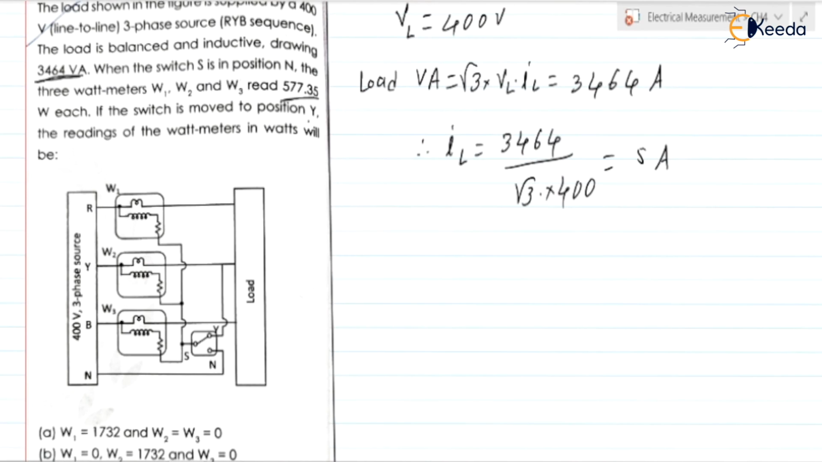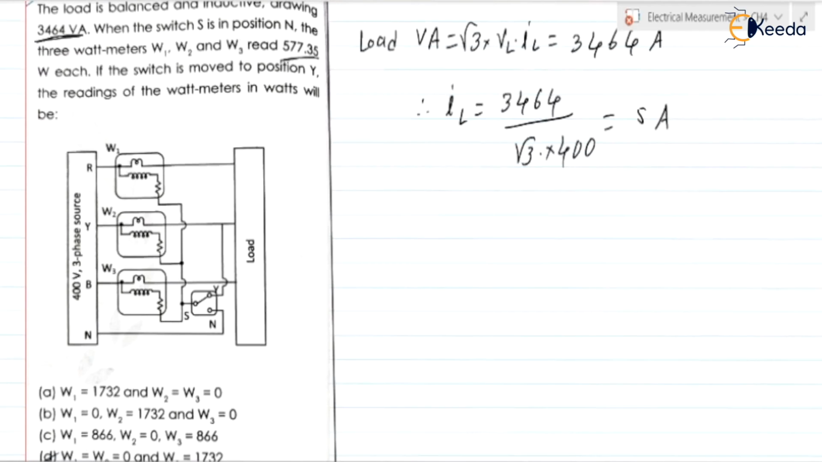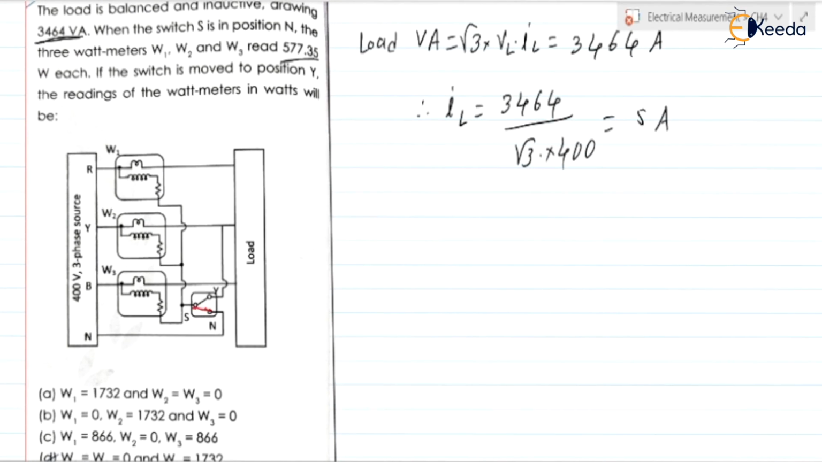Next, it is given that the 3 wattmeters W1, W2, W3 read 577.35 watts each when the switch is at position N. If you check in this circuit, the switch is connected to position N, not to Y. The current coil of wattmeter W1 is in phase R, W2's current coil is in phase Y, and W3's current coil is in phase B. The pressure coil of W1 is connected between R and the neutral, W2's between Y and the neutral, and W3's between B and the neutral.